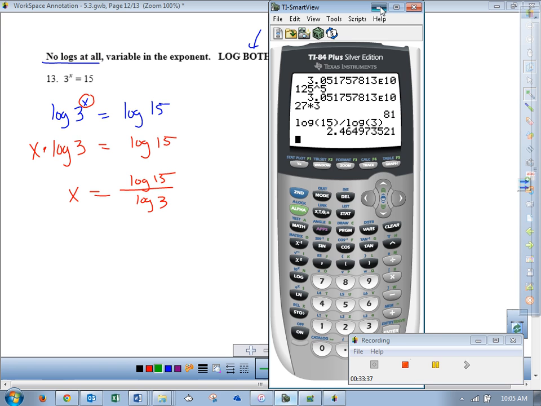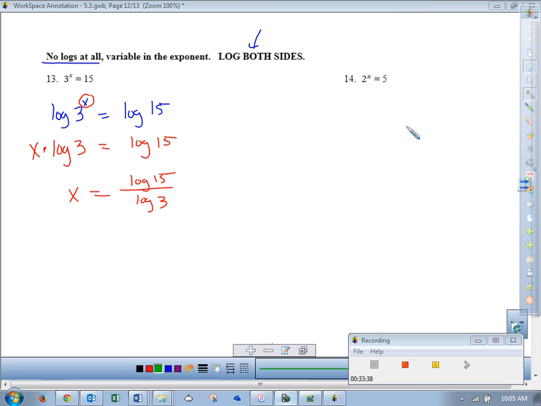Okay? So next guy, 2 to the x equals 5. It is not logarithmic at all, and I cannot rewrite them with the same base because 5 is not a power of 2. Cool? So I will log both sides, and when I log both sides, this exponent comes down in front. So you really have x log of 2 equals log of 5. With me on what I did? Then x equals log of 5 over log of 2. Do you understand that concept?